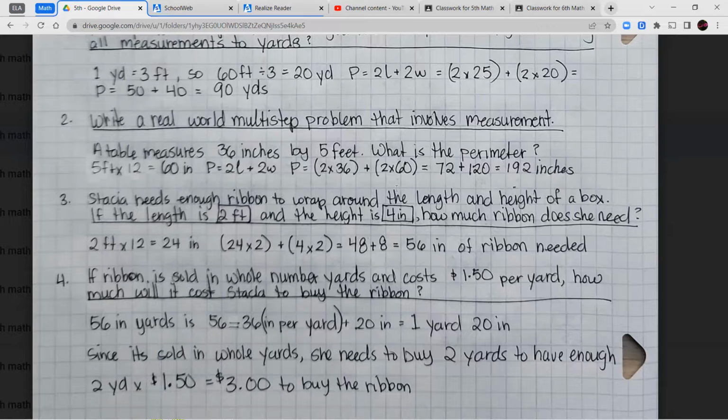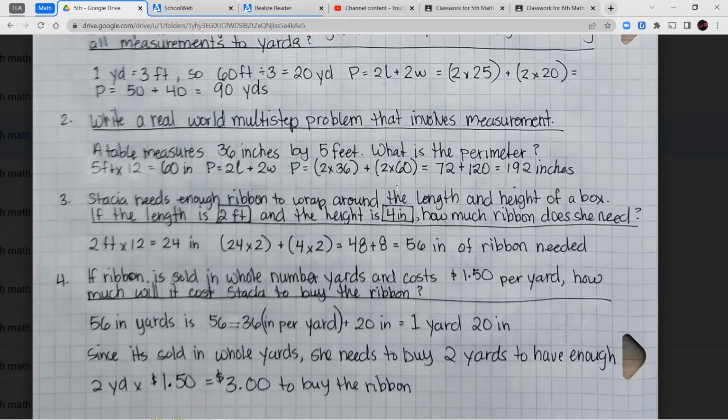And the last question says, if ribbon is sold in whole number yards and costs $1.50 per yard, how much will it cost Stacia to buy the ribbon? So we know there's 56 inches. We need to convert those 56 inches into yards because they sell them by the yard. So 56 inches is going to be 36 inches, which is 1 yard, plus 20 extra inches, or 1 yard and 20 inches.